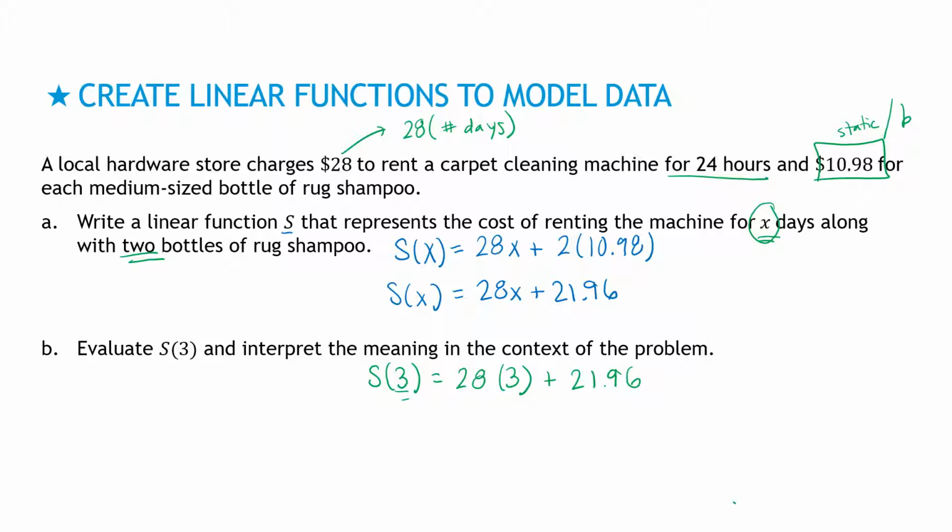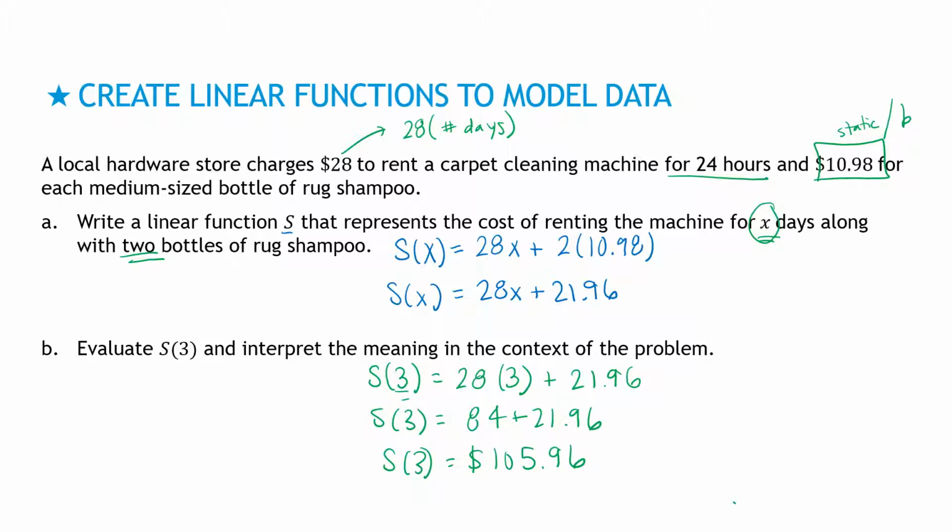So 28 times 3, S of 3 gives me 84 plus 21.96, and 84 plus 21.96 is that S of 3 is equal to 105.96. So that's my answer mathematically.